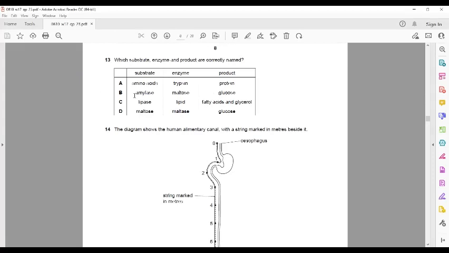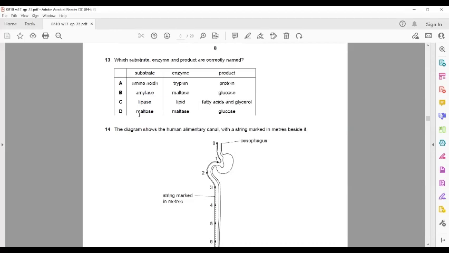B is amylase. Everything that ends with ASE at the end is an enzyme, so you cannot put it under the substrate. It should be under the enzyme. B is wrong totally. C, lipase, again the same thing. Lipase breaks down the lipid molecules into fatty acid and glycerol. So lipase is an enzyme, ASE at the end again, so you shouldn't put it under substrate. So what is left is D.